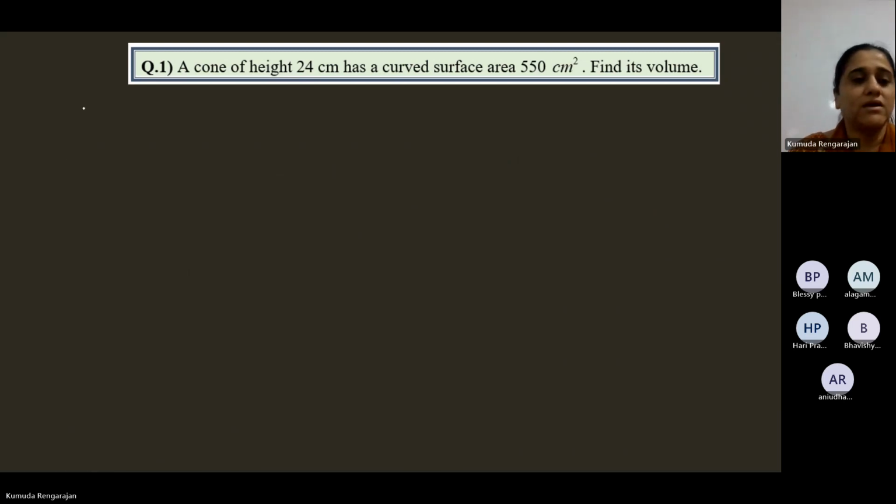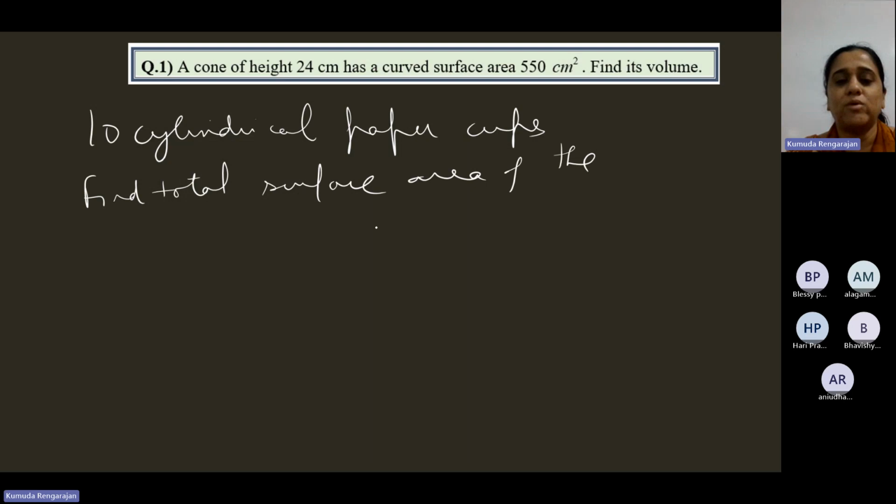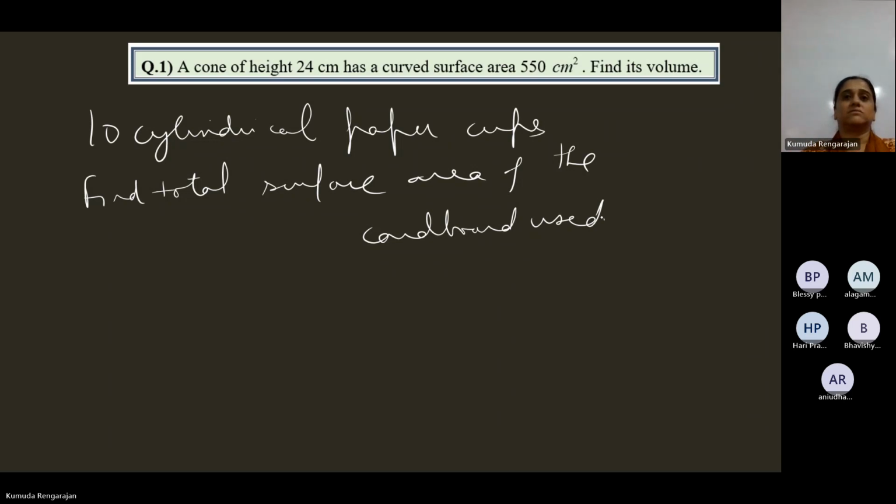Yeah, tell me. 10 cylindrical paper cups. Find total surface area of the cardboard used. They will say, supposing they say find the CSA, then you should find only CSA. If a particular object has more than CSA in it, but the question is to find CSA, then you should find only the CSA.